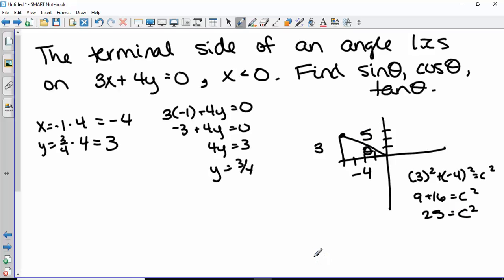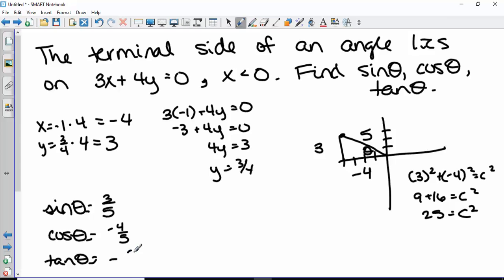So C is 5. And you could have radicals there. If it's a radical, like if it were radical 50, you would reduce that as much as possible. Okay, so then we just set up SOHCAHTOA. Sine, opposite over hypotenuse, so 3/5. Cosine, adjacent over hypotenuse, so -4/5. Tangent, opposite over adjacent, so 3 over -4.